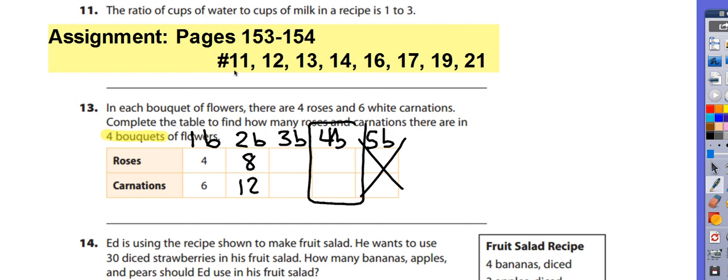So if you complete this table and then take the information from 4 bouquets, then you can write on your line that you will have blank roses and blank carnations. Go ahead and solve number 13. When you're done, I'll give you a hint on how to do number 14.